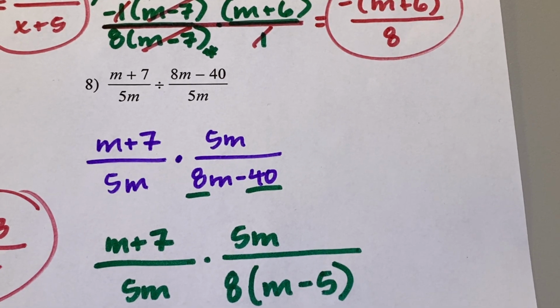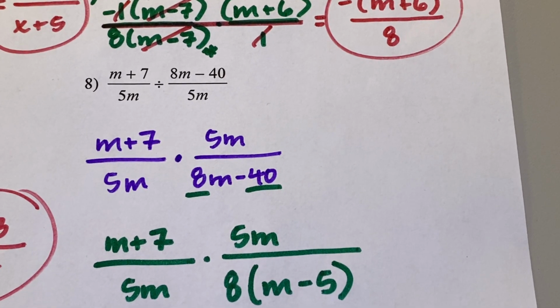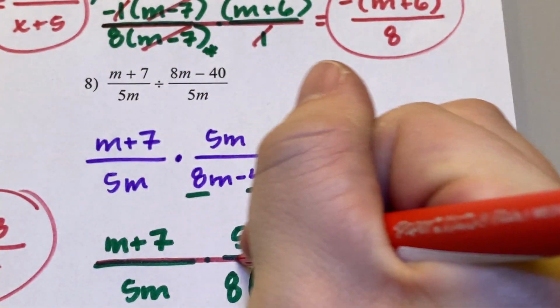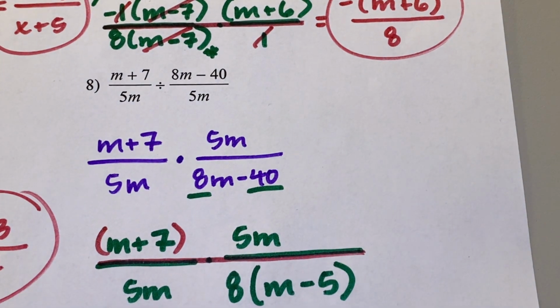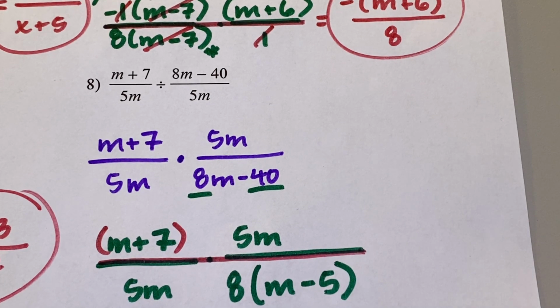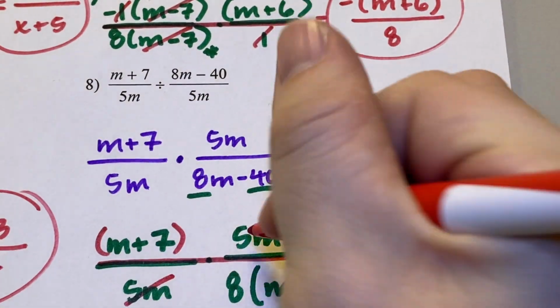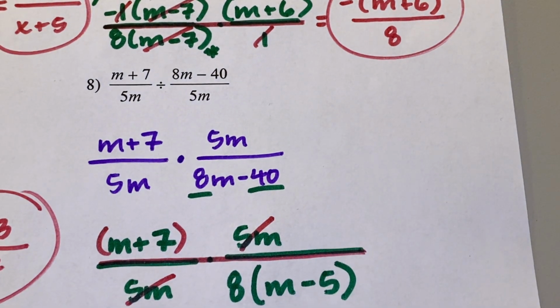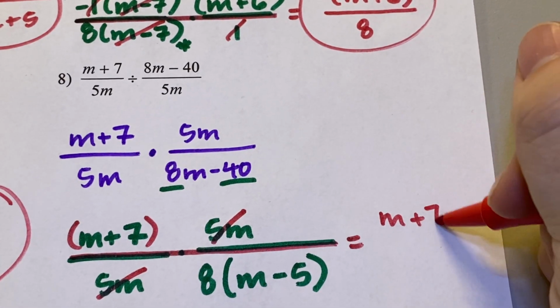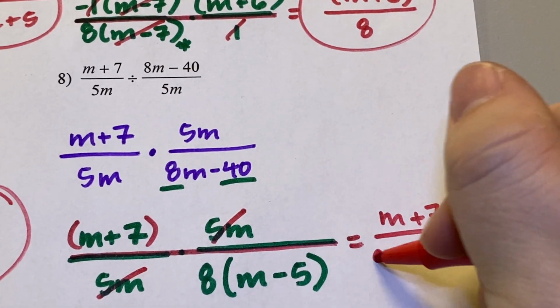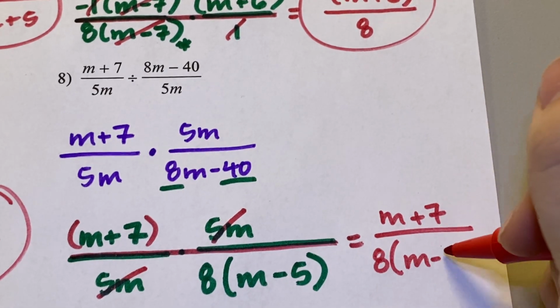5 can cancel out. So let's go ahead and turn this into one big fraction so we can start canceling some pieces. Remember, this is a whole piece. Put some parentheses around him if you want. Then what can cancel? 5m and 5m. Beautiful. Anything else? No other pieces are exactly the same. Great. So then my final answer is m plus 7 on top over 8 times m minus 5.